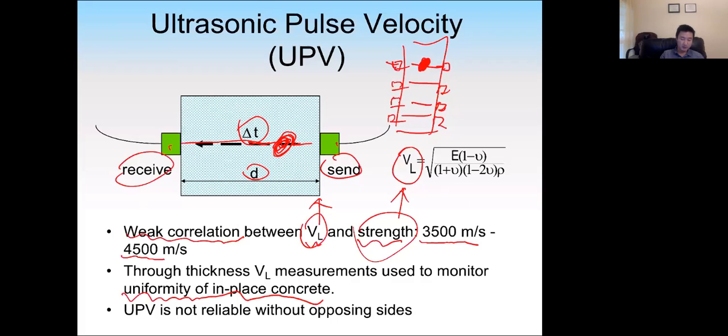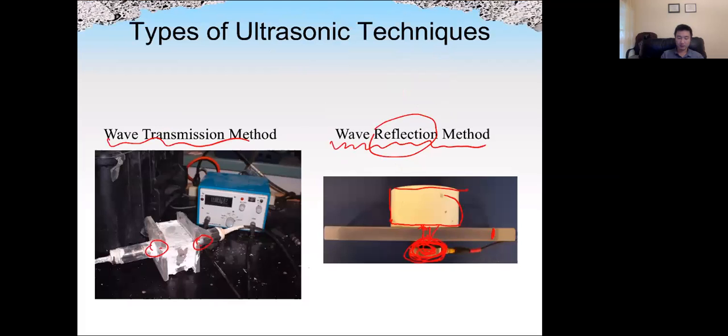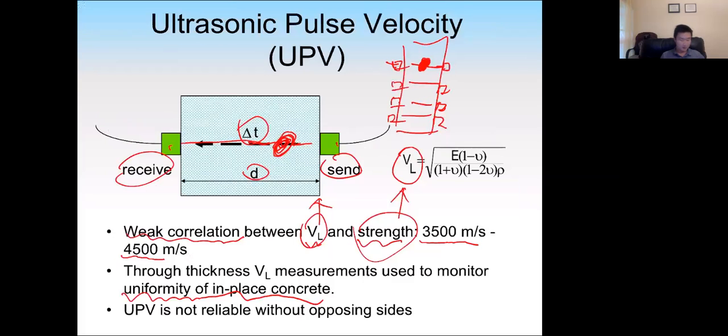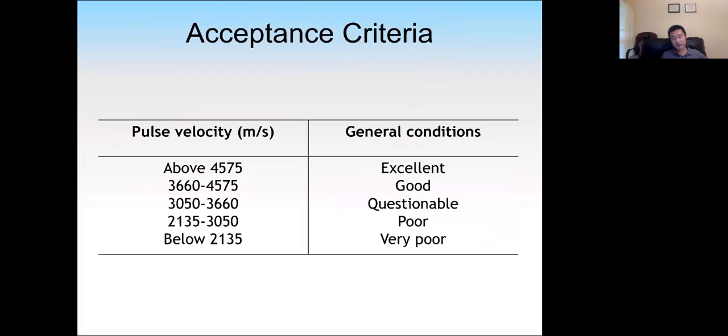Here it says the UPV method is not very reliable with one opposing side accessible. So we're going to use the wave transmission method, not the reflection method. And here is a table based on the calculated velocity. We can give a general condition assessment for the concrete, between excellent, good, poor, to very poor. Okay. So this is the ultrasound pulse velocity method.